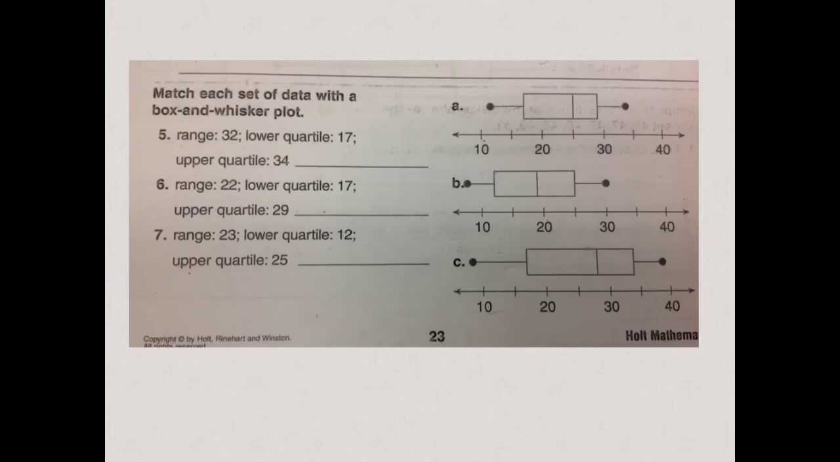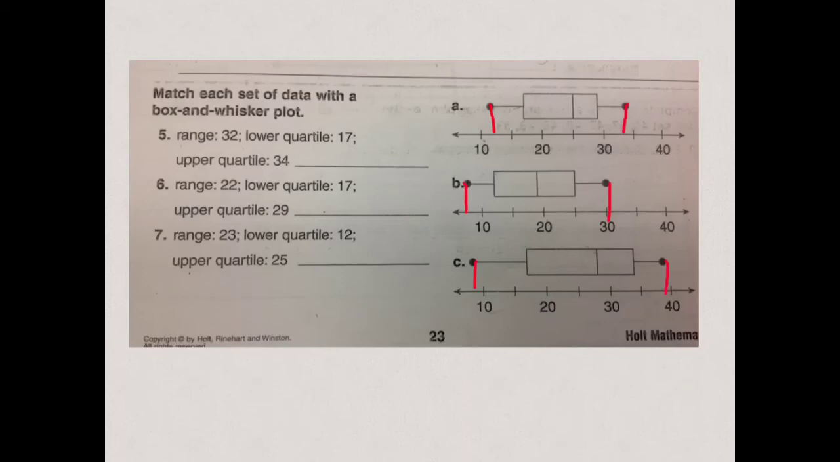Okay, right here it says match each set of data with a box and whisker plot. It says the range is 32, lower quartile is 17, upper quartile is 34. So let's look for a range that equals 32. If I look at this one, it goes to about 33, 32 around there, and this is about 12. So no, that's not going to be it. This is about 7 to 30, that's 23. This is about 8 to 40.